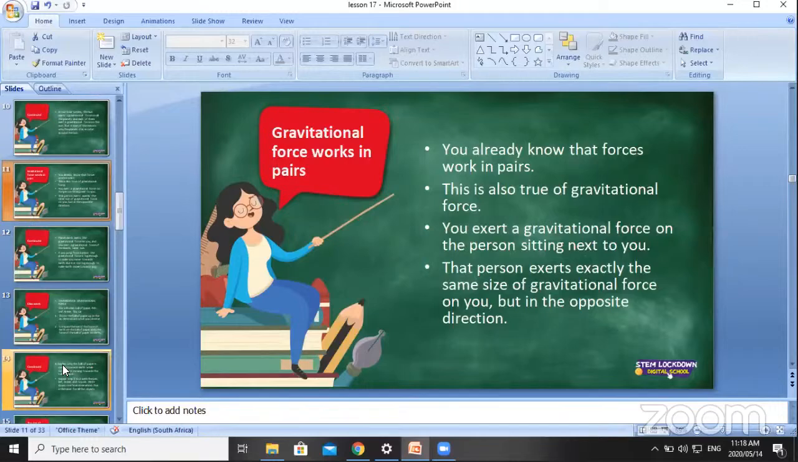So as I've been explaining about the gravitational force, you are exerting a certain force and it's also exerting an equal but opposite force. So we say those are balanced forces. There won't be any effect. You exert a gravitational force on the person sitting next to you, and that person applies exactly the same size of gravitational force on you, but in the opposite direction. Therefore, you will not see that effect. Are we clear, grade 9s? Remember to stop me if I'm moving a bit too fast.